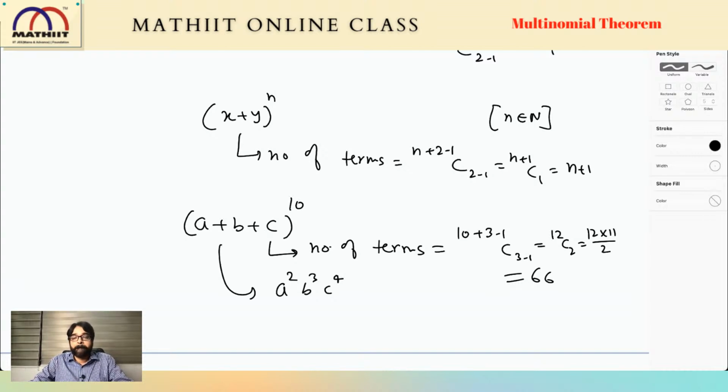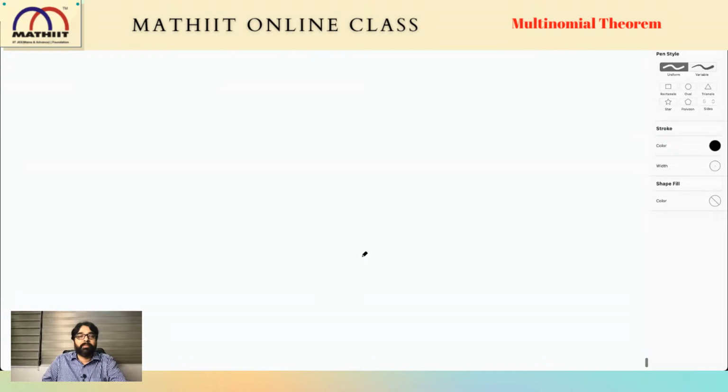Not possible. By simple idea, I am distributing 10 objects into a, b, c. So a got 2 objects, b got 3 objects, c got 4 objects. So one object, who got it? Did I eat it? That is not possible. Yes or no? That is not at all possible. So that is why this kind of term is not possible. So now we understood what terms will come. Fine. Let's go ahead and see a better way.